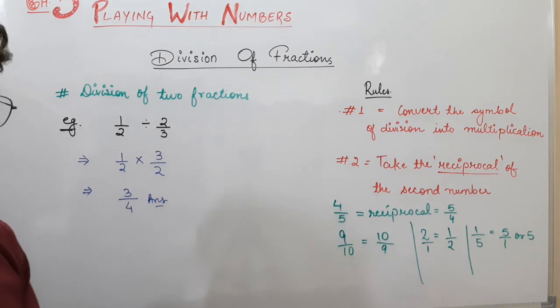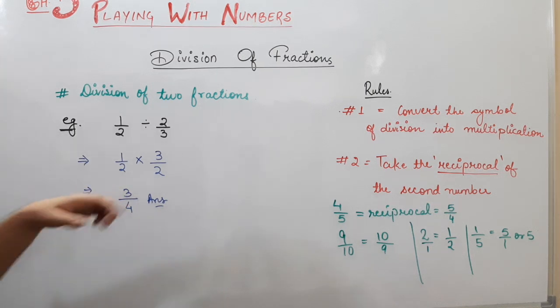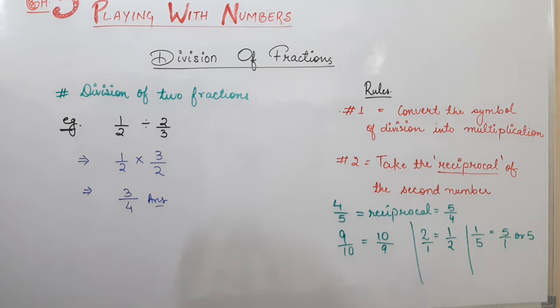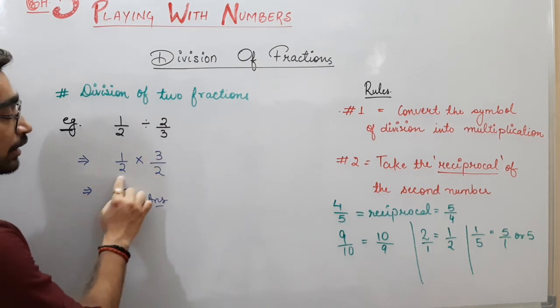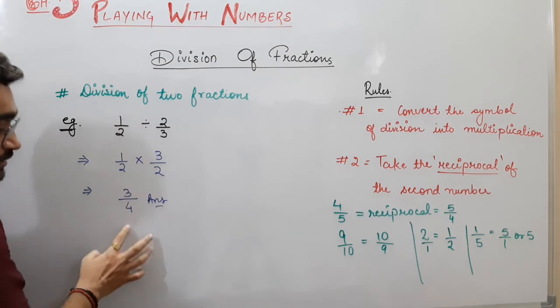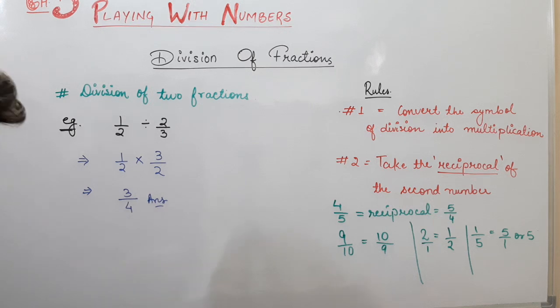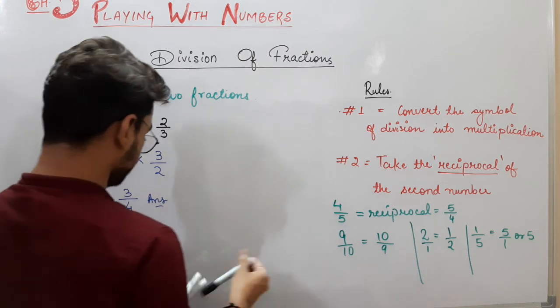Here also we can check one thing, the cutting method, like we were doing in the multiplication of fractions. If it is possible to cut, we can cut. But in this case, it was not possible to cut, so we will not cut it. Take one more example.